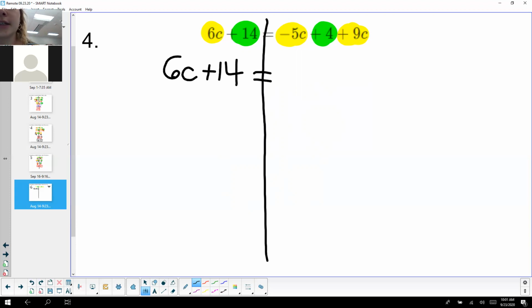And the reason I brought it down is because I'm noticing on the right side, I have two terms that are the same color. I can combine variable terms, so I can simplify some stuff on the right side.